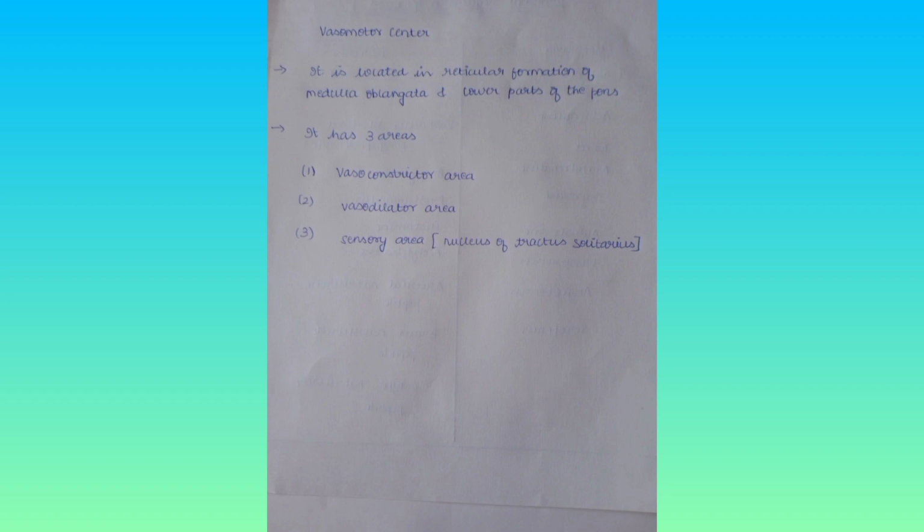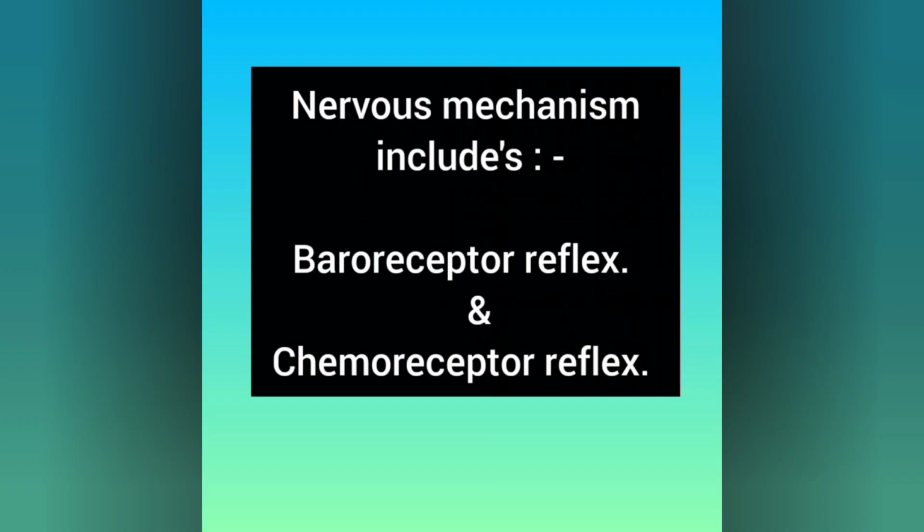The nervous mechanism regulates the blood pressure using the vasomotor center. The vasomotor center is located in the medulla oblongata and the lower part of the pons. This center has three areas: vasoconstrictor, vasodilator and the sensory area.